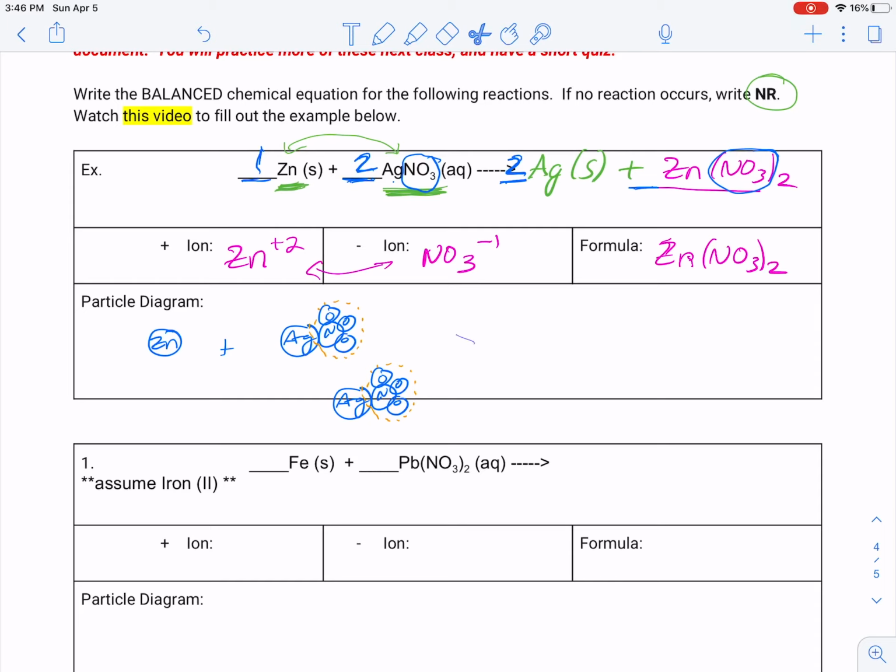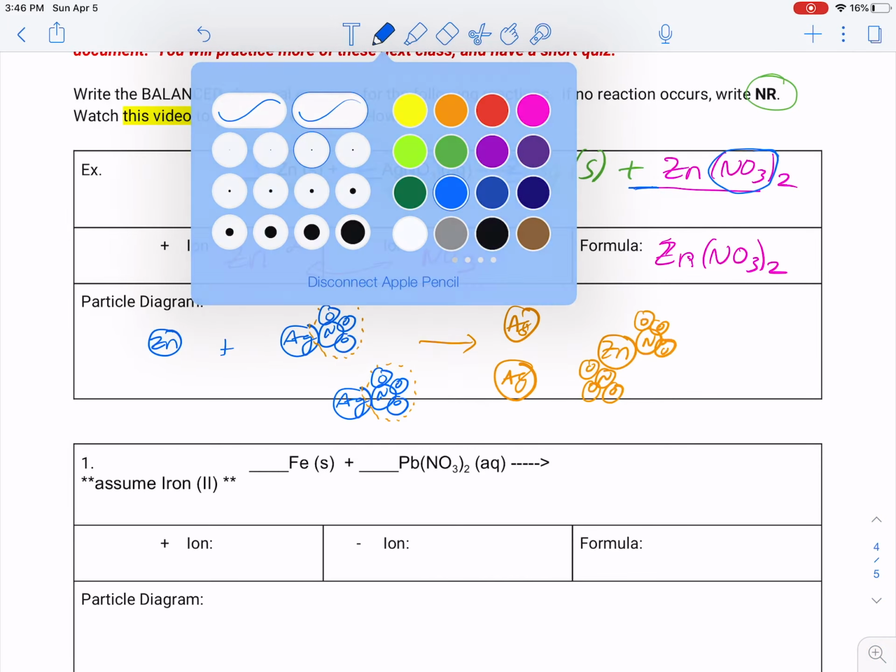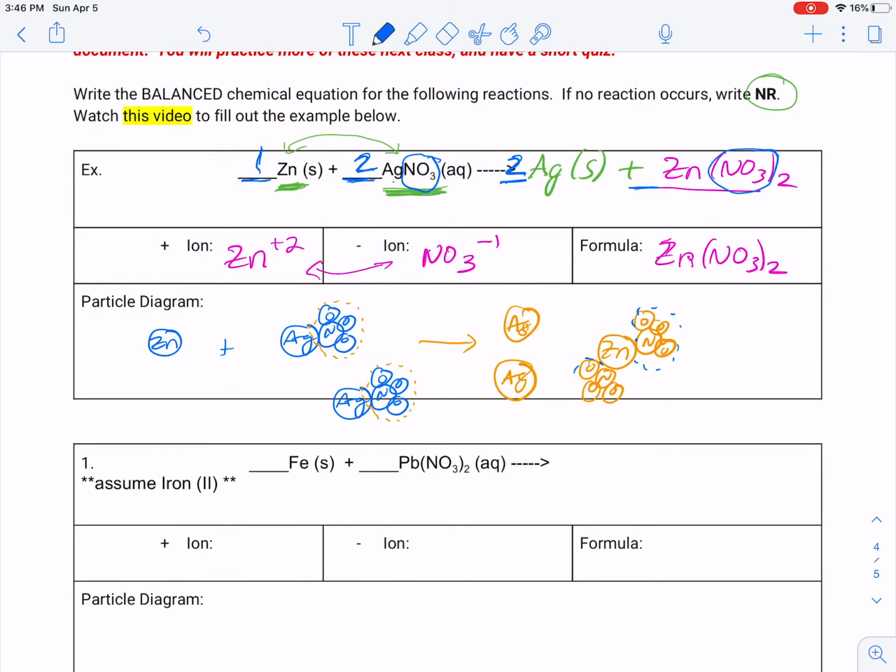That's going to make 2 silvers, and then 1 zinc nitrate, because that's going to be an NO3 and then an NO3 over here. You can do these however you want to do these. So I can clearly see now that this is balanced. I have a zinc and a zinc, 2 silvers, and 2 nitrate ions. So this is going to be balanced.